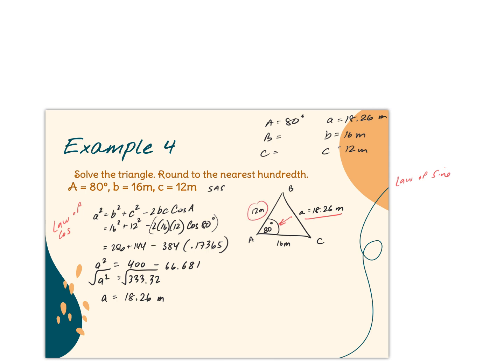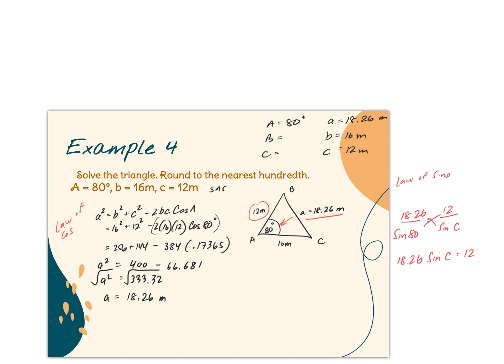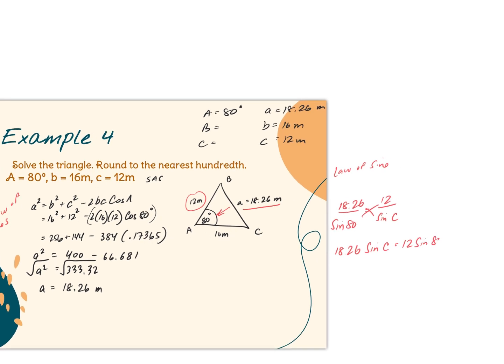Since the smallest is little c, you're going to do 18.26 over the sine of 80 equals 12 over the sine of angle C. And again, just for consistency's sake, you don't really have to do it in this case because they're both acute, but I think it's important to be consistent and get into your patterns, okay? And then divided by 18.26. So you're going to come to your calculator and do 12 times the sine of 80, and then divide that by 18.26.